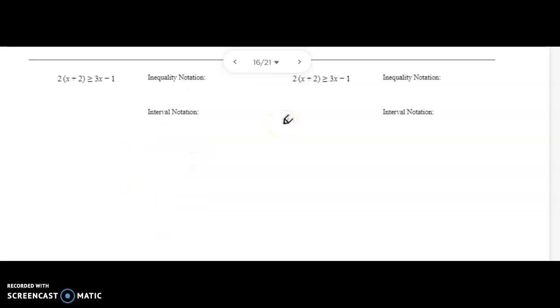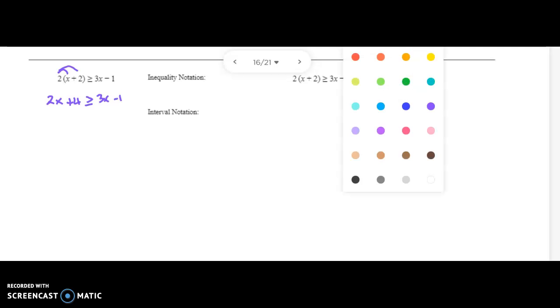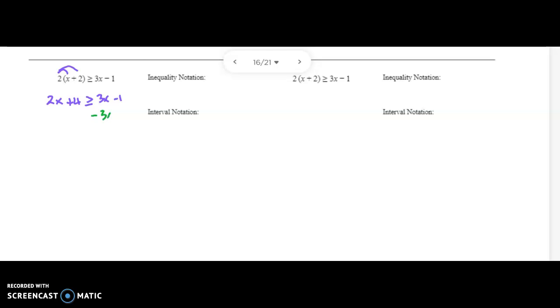All right, on slide 16, I'm going to do the bottom example where we are practicing solving with variables on both sides. Here I'm going to multiply by this 2. I'm going to distribute. So I've got 2x plus 4 is greater than or equal to 3x minus 1. I'm going to subtract the 3x on both sides. Then I've got negative x plus 4 is greater than or equal to negative 1. And then I'm going to subtract 4. So that's negative x is greater than or equal to negative 5.